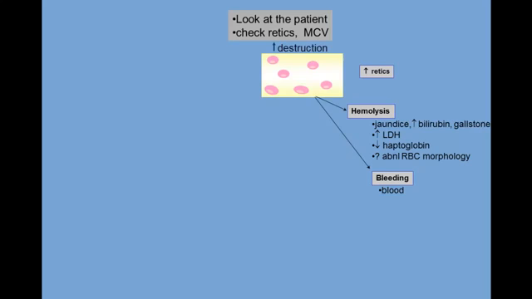The hemolyzing patient is jaundiced, has high bilirubin, and perhaps bilirubin gallstones. The LDH is elevated, haptoglobin low, and there may be abnormal red cell morphology. The bleeding patient will often have an obvious bleeding source, although there are common places for bleeding to hide, like the GI tract.